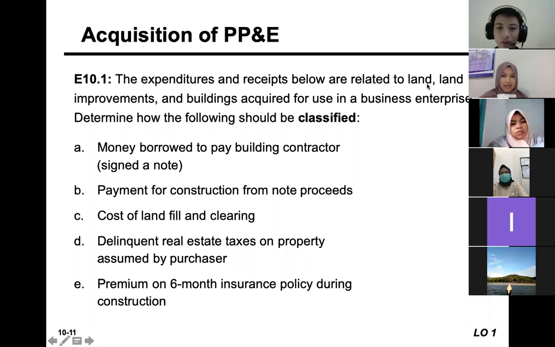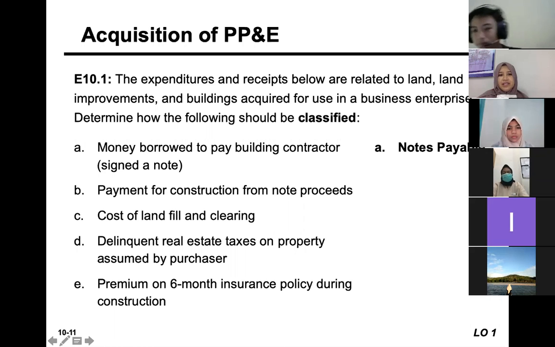Accounts payable is... Payable or not payable? Not payable, right? Not payable, because it's a signed note. Then, payment for construction from note proceeds.